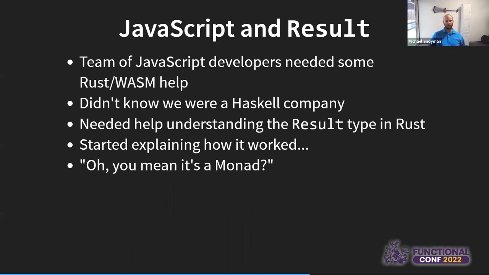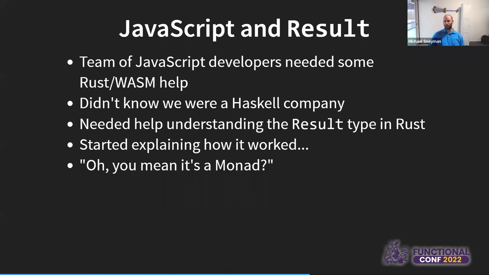And they started describing this problem that they had where they were trying to use a Rust library, call out to it from their JavaScript code. And one of the issues that they were running into is they saw this weird result type and they didn't understand how they were supposed to deal with the result or even why result was a part of the API in Rust. So I started explaining to them what result is. And for those who aren't familiar, Rust result is basically like the either type in Haskell. It is an either okay or error ADT, enum, some type, whatever you want to call it. And it allows you to do proper error handling in Rust.